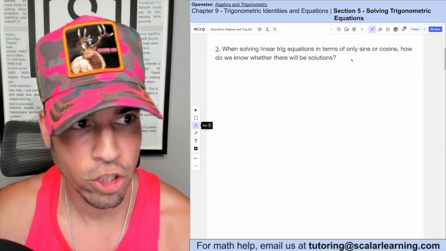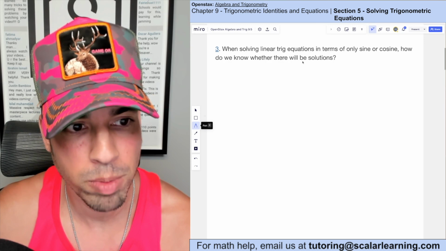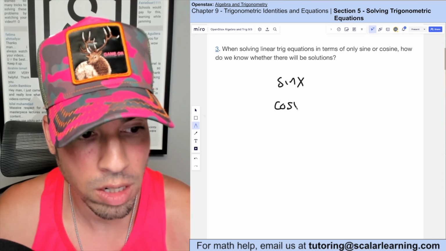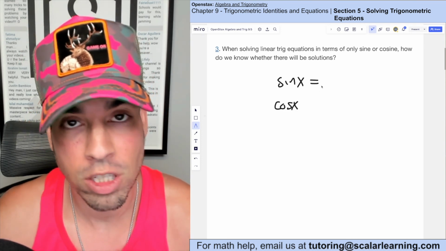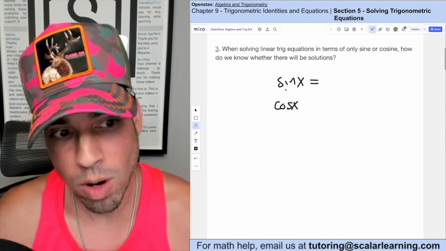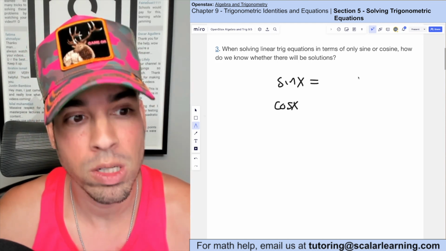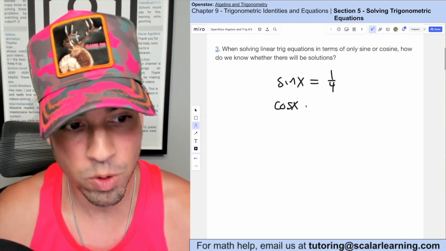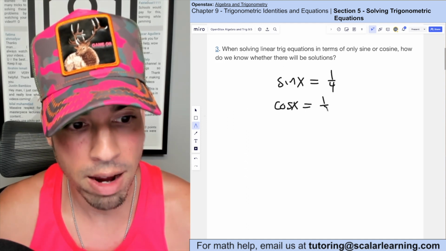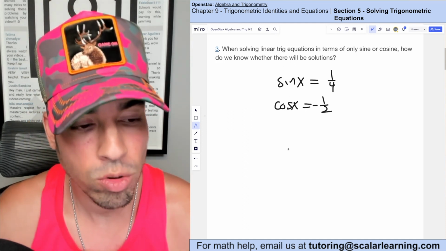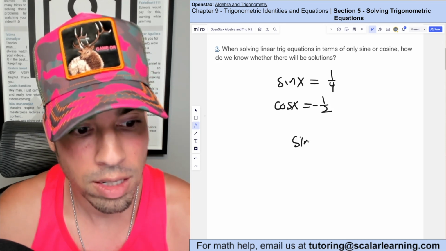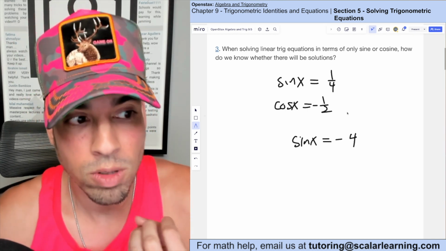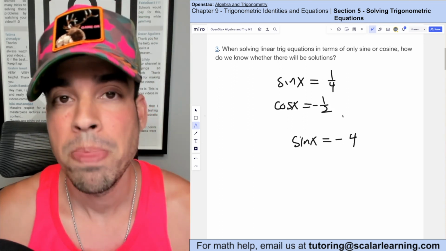When solving linear trig equations in terms of only sine or cosine, how do we know whether there will be solutions? So the idea is, if we remember that sine of x and cosine of x, just two in particular, they have ranges between -1 and 1. So when you isolate it and you're setting it equal to a value, for example, if the value is 1/4, we know we're going to get a solution because that's within the range of -1 to 1. And same with cosine. If we had 1/2 or something, or even -1/2, that'd be okay. But as soon as we isolate sine or cosine, and let's say now we're setting it equal to like -4, that's outside of the range of sine. So in this case, we know there won't be a solution. So anyways, that's how you can determine it.